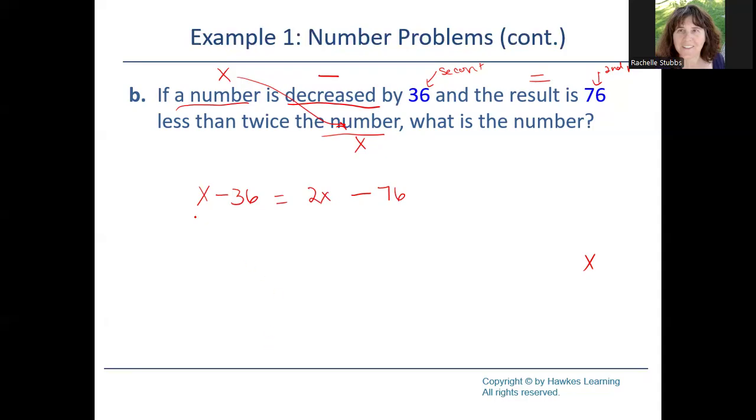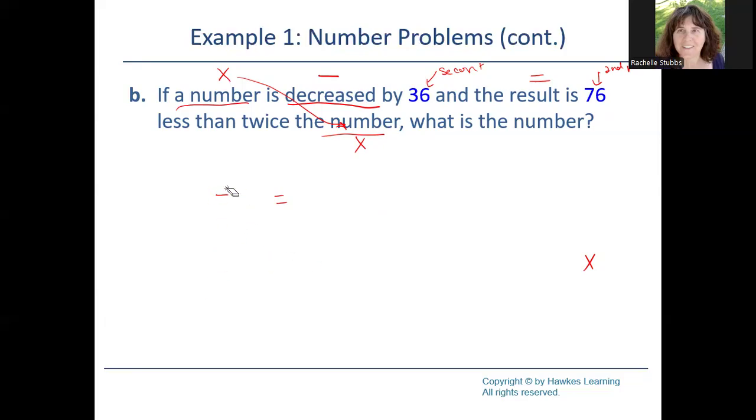So now I think I'm going to move my x's to the right, and I'm going to add 76 to each side. And I get 40 over here. And then I'm going to move my x's to the left. So I'll subtract x from each side. And x equals 40. And so we should get 4 for the answer on both sides, which we do. And so that would be the correct way of going about that.